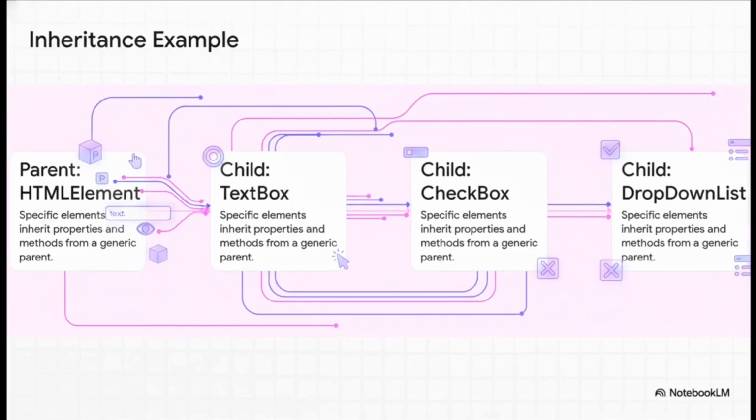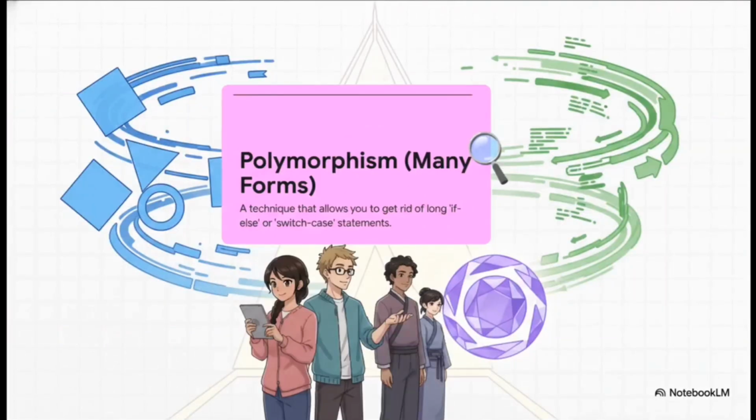Instead of rewriting that same exact code for every single element, we create one generic HTML object and have the others simply inherit those shared features. This helps programmers follow a key principle known as DRY. Don't repeat yourself. And that brings us to our fourth and final pillar, polymorphism.